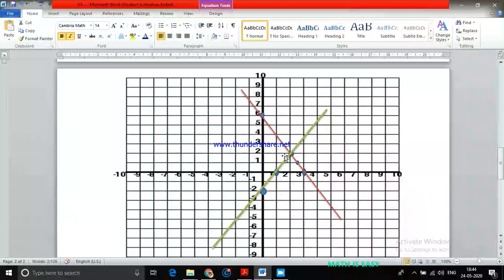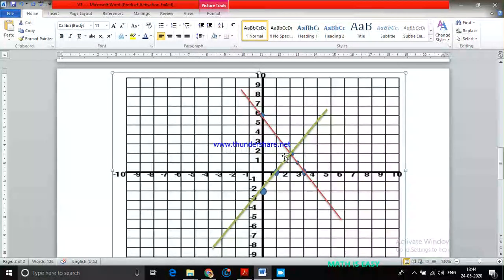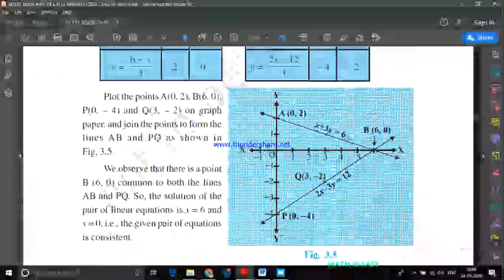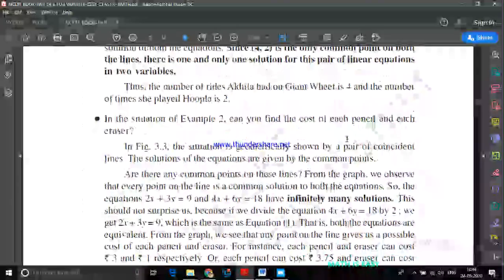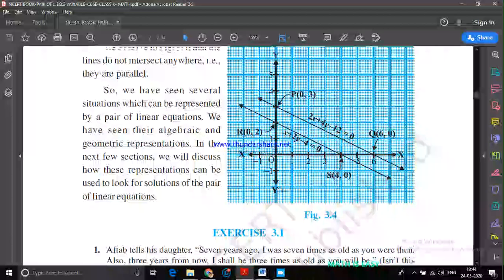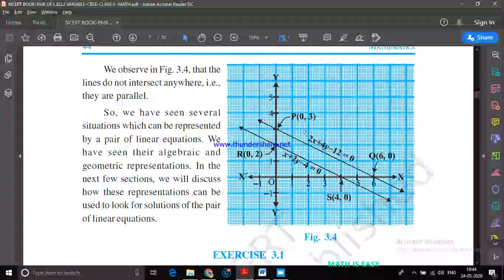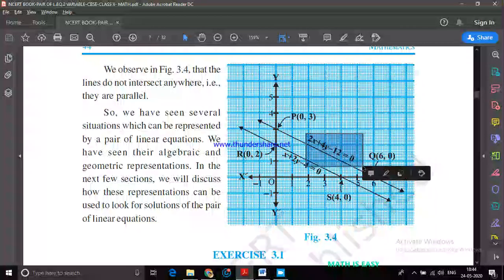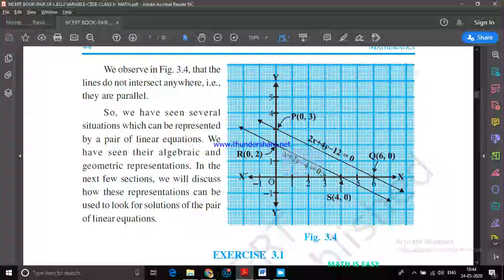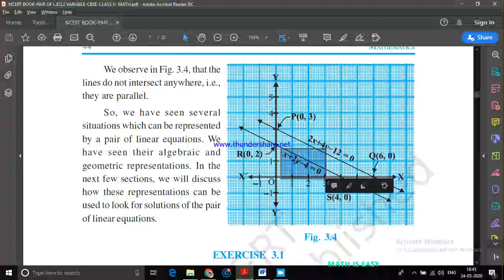Is it clear? If the lines are parallel, then you'll get the graph of the equations as two straight lines which never intersect. If you want, I'll show you here somewhere they are told. Just a minute, yeah. So if the lines are parallel, here the equation is 2x plus 4y minus 12 equals to 0. That is the first equation here. And the second equation is x plus 2y minus 4 equals to 0.